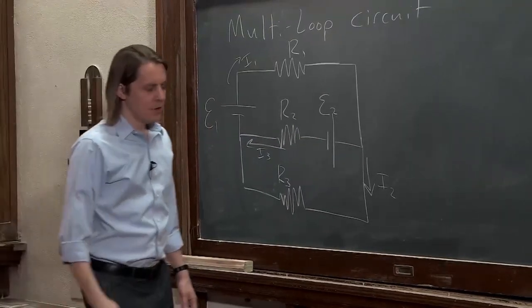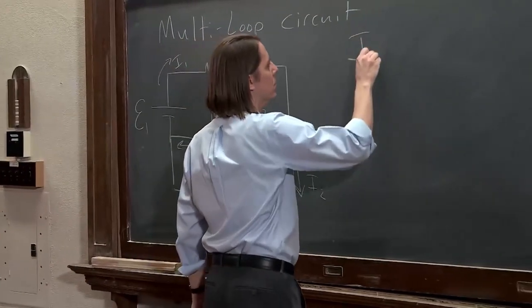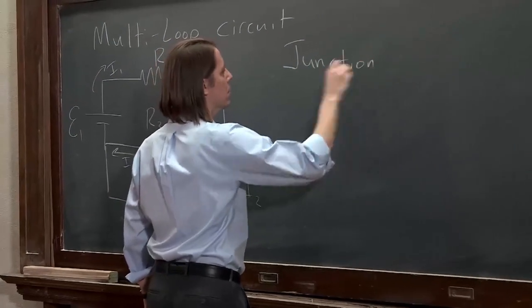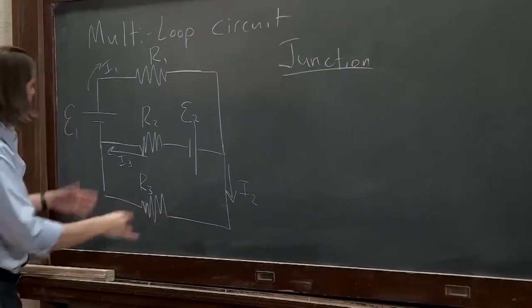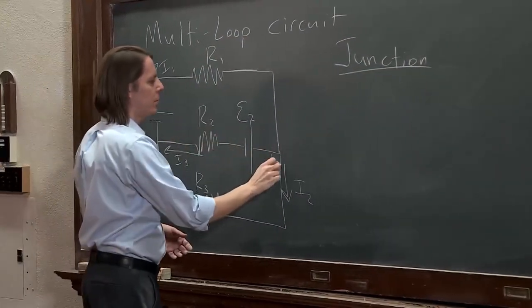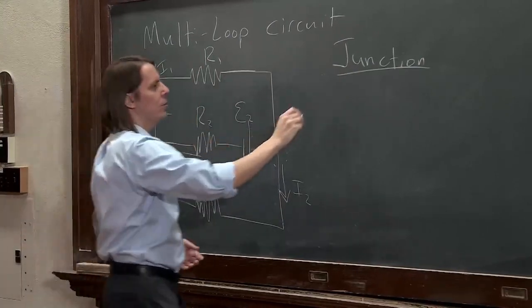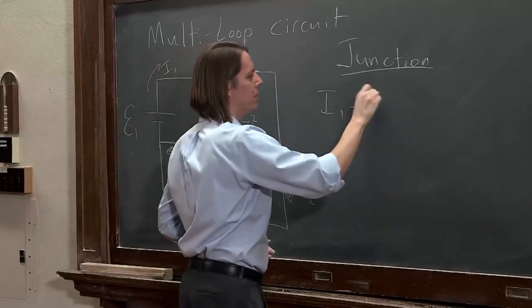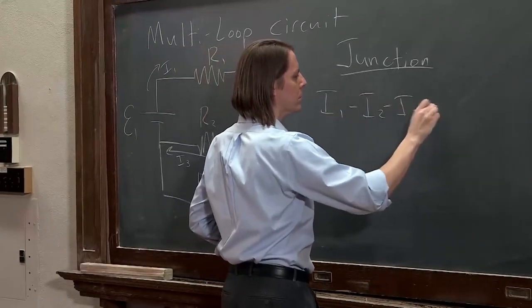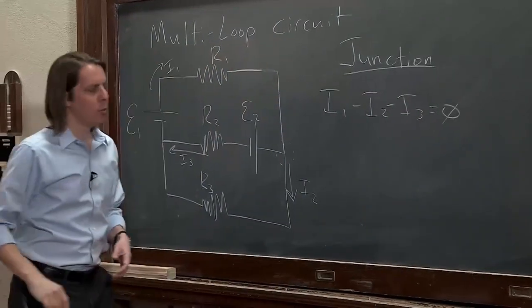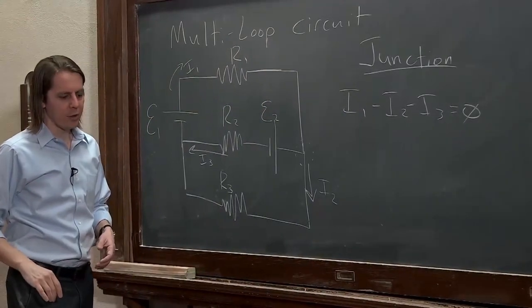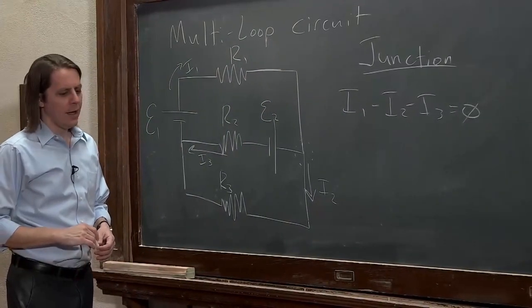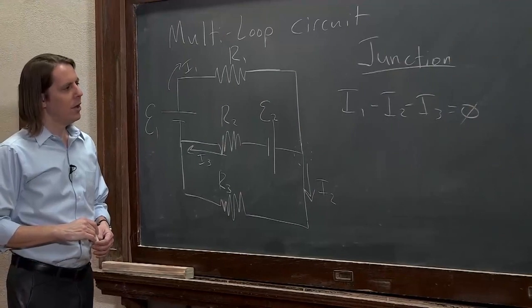Okay? So the junction rule. You can pick either junction. We can pick this one and say I1 goes in and I2 and I3 go out, just like we had before. So I1 equals I2 plus I3. That's one equation. Now, what are we really doing here?